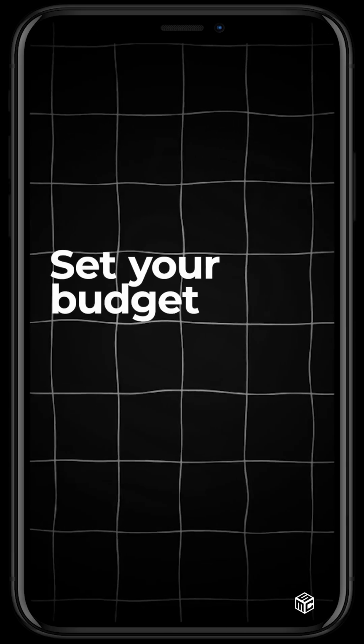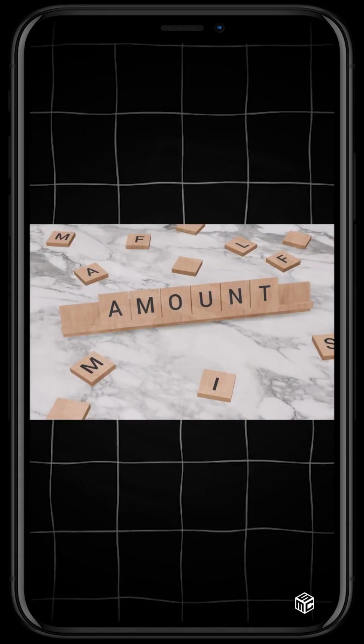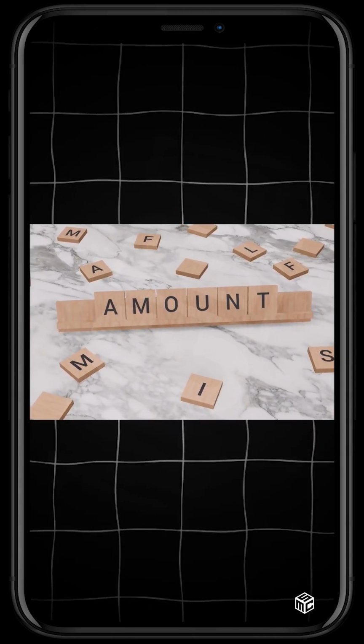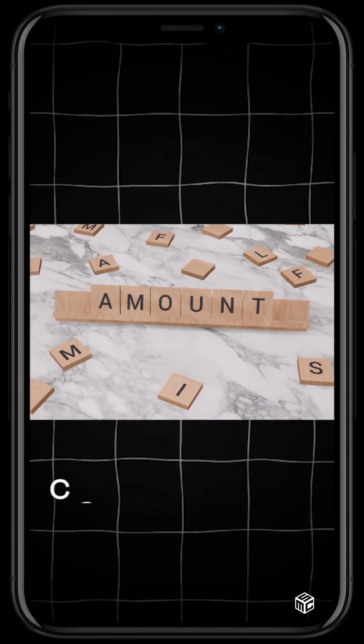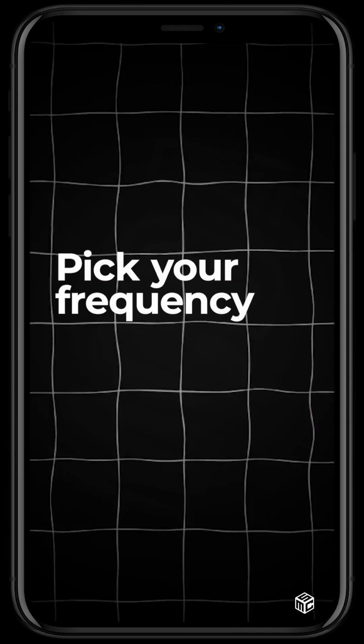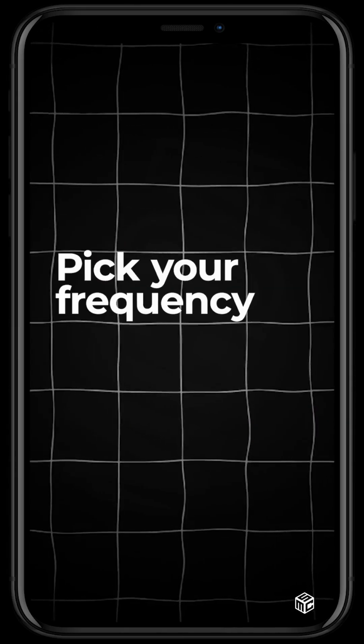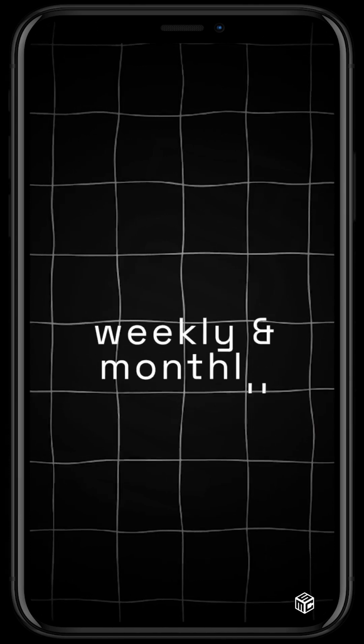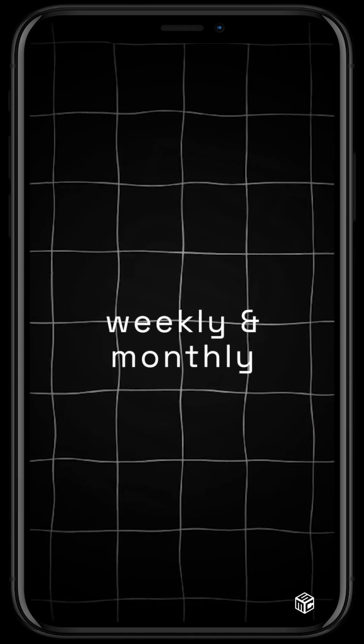The second way is to set your budget. Decide a fixed amount you can afford to invest regularly without needing it for bills or emergencies. Make it an amount you can afford consistently. The third way is to pick your frequency. This could be daily, weekly, or monthly, but weekly and monthly works best because they are more practical.